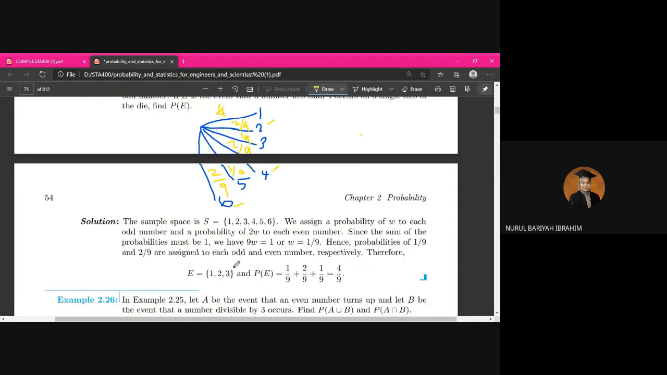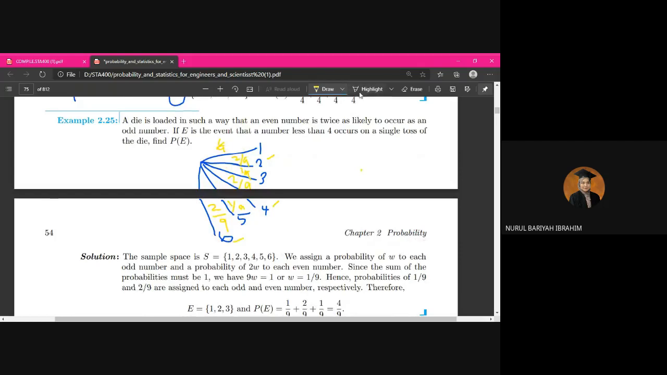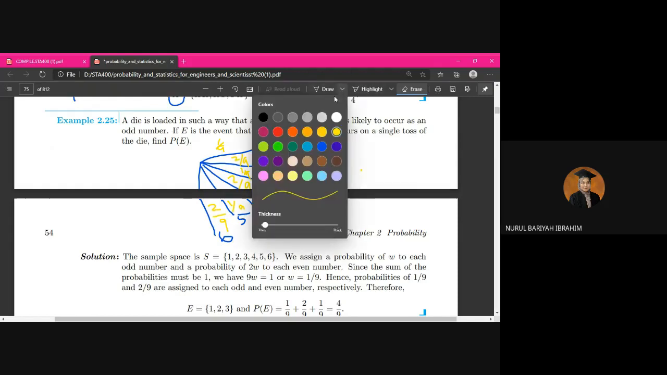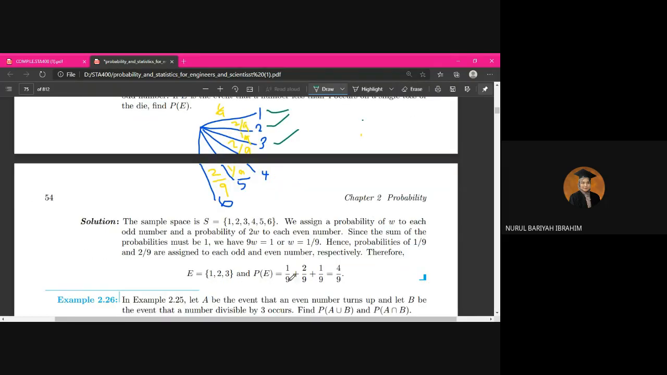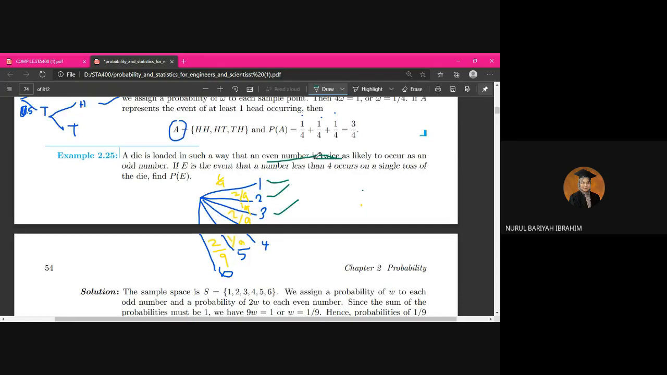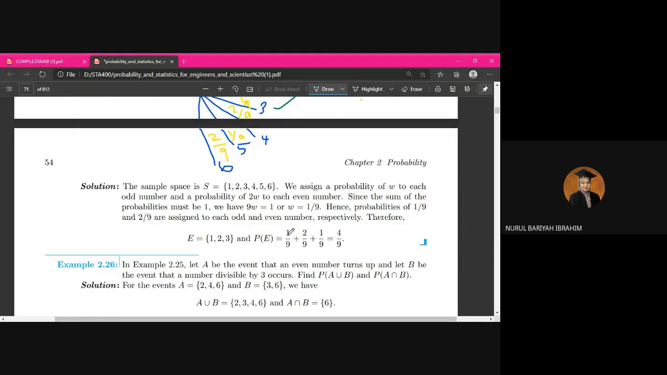It says event E is that a number less than 4 occurs in a single toss. Number less than 4 will be number 1, 2, and 3. So 1 over 9 plus 2 over 9 plus 1 over 9. Because of that, we will get 4 over 9. If it did not give the condition that the even number is twice, then everything would be 1 over 9, so 1 over 9 plus 1 over 9 plus 1 over 9 is 3 over 9. So we have to look at the condition too.